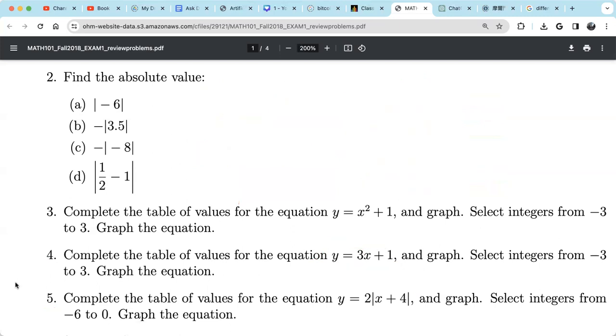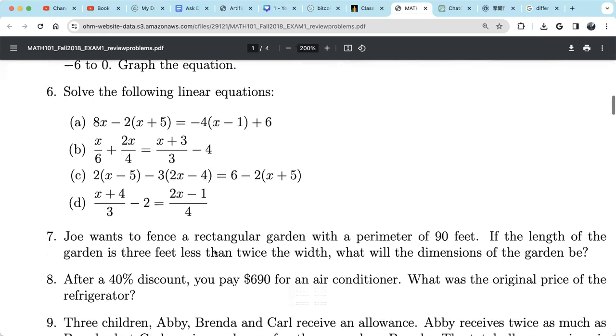Let's erase this. Let's keep going. Let's see 6.